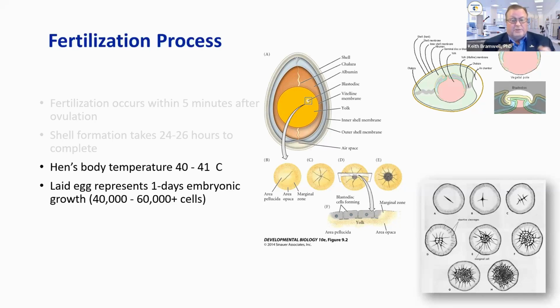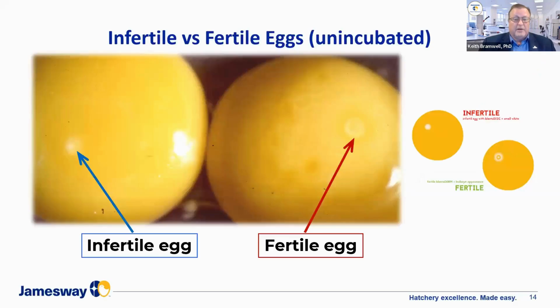So then we hold and suspend them at that point to try to get all of them in a similar state. When we look at an infertile and a fertile egg unincubated, we see the infertile egg has more of a close, compact dot, and the fertile egg is more donut shaped, and we'll talk a little bit about that.